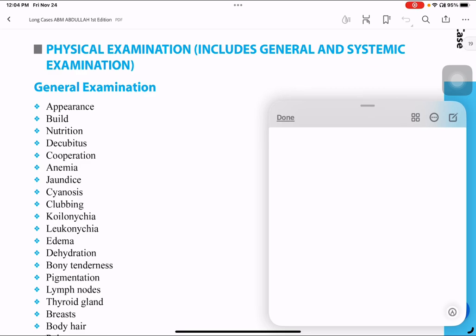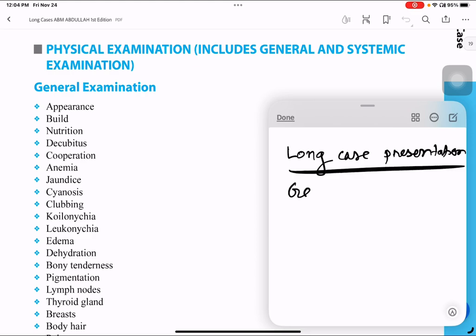Today's topic of discussion is long case presentation, and in general examination, what are the things we need to look for?